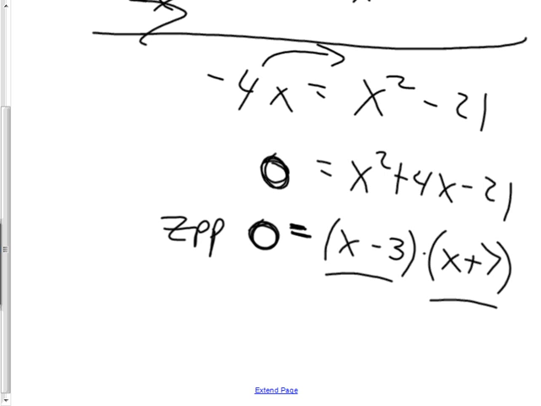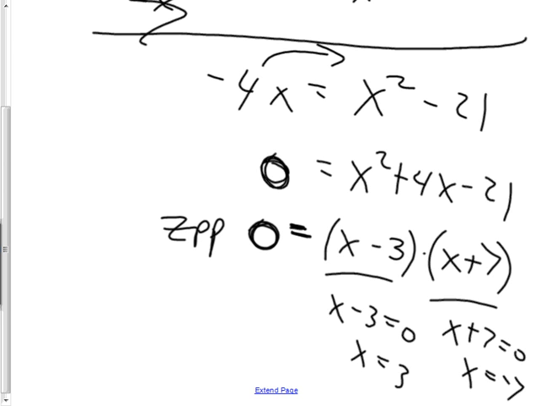Okay, and if you wanted to be sure, you just do first, outside, inside, last. But I've double checked it. It's right. So then I say x minus 3 equals 0, x equals 3. X plus 7 equals 0, x equals negative 7. Now, why do I take that extra step? Because a lot of kids will by accident say the answers are 7 and negative 3, and they're not. They're 3 and negative 7.